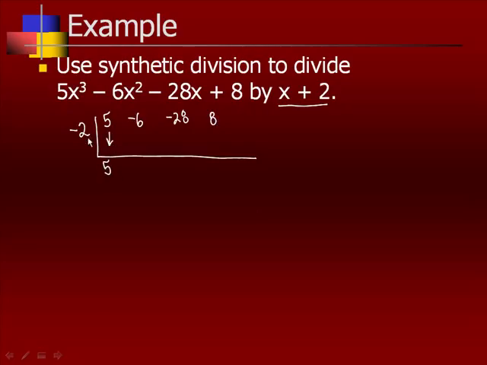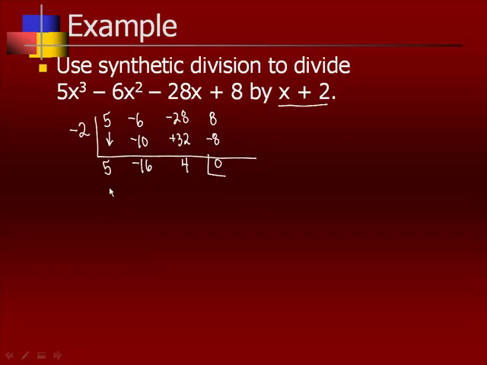Drop your first term down. Now multiply. Negative 2 times 5 is negative 10. Combine and we get negative 16. Negative 2 times negative 16 is a positive 32. Combine and we get a positive 4. Negative 2 times 4 is negative 8. Combine 8 and negative 8 and we get 0.